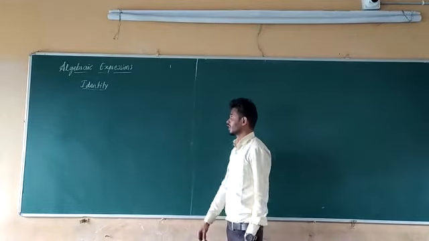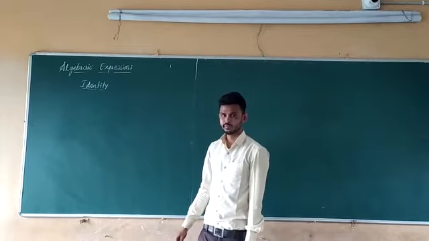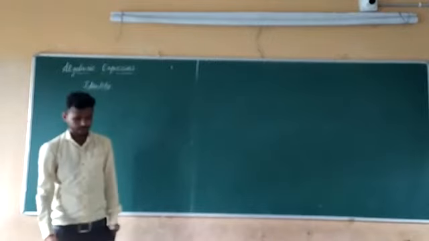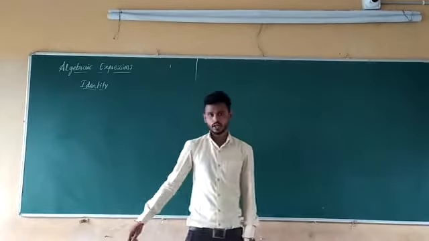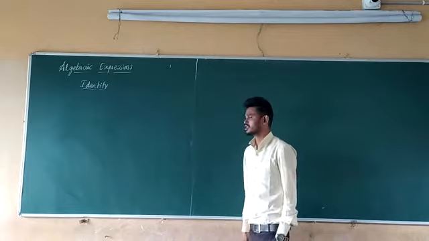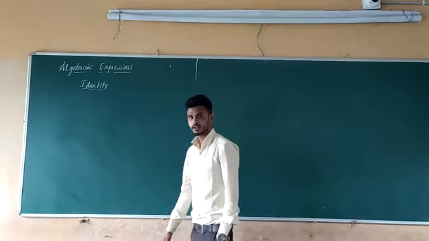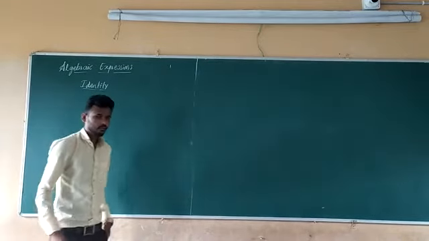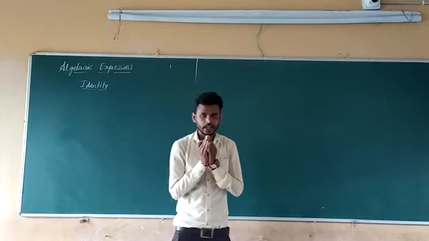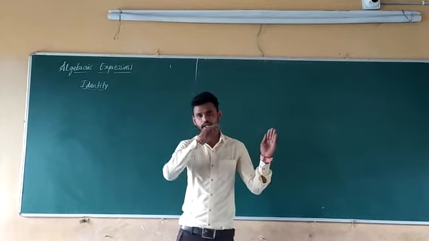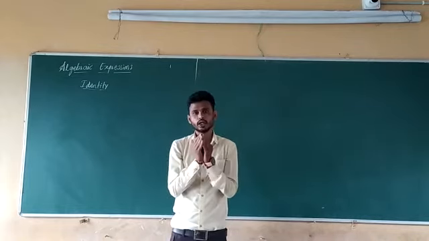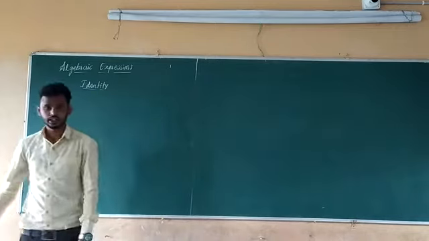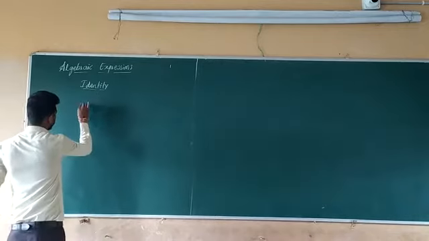So here we continue the chapter algebraic expressions. In the last class you studied exercise 9.4. Now let us see the next section of this chapter, that is identity. Identity means that for any value of the variable, the LHS and RHS values must be equal. Then such an expression is called an identity.